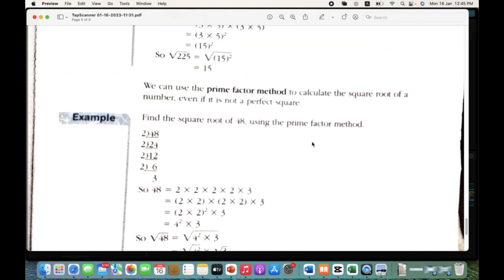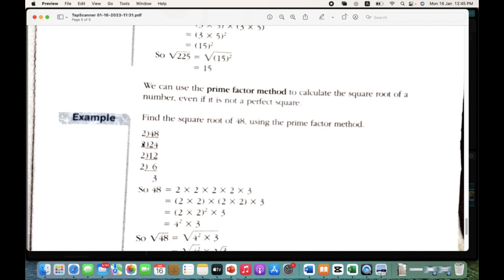Since our whiteboard got a problem, we're going to find a way to resolve the problem, and we will. Therefore, find the square root of 48 using the prime factor method. So you write 48, you divide. 48 divided by 2, you get 24. 24 divided by 2, you get 12. 12 divided by 2, you get 6. 6 divided by 2, you get 3. So 3 is left. 3 divided by 3, you get 1.